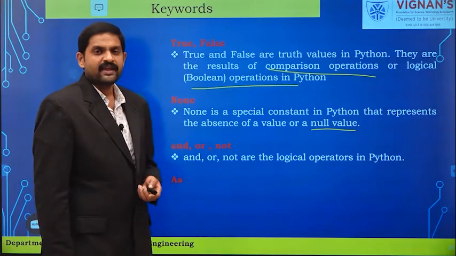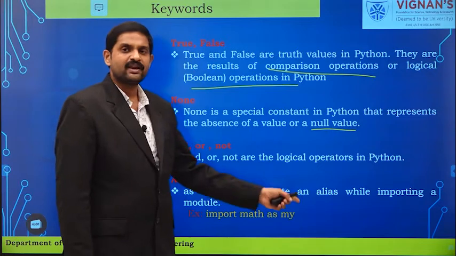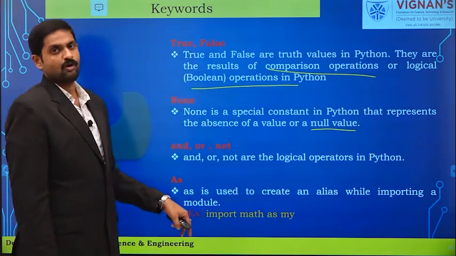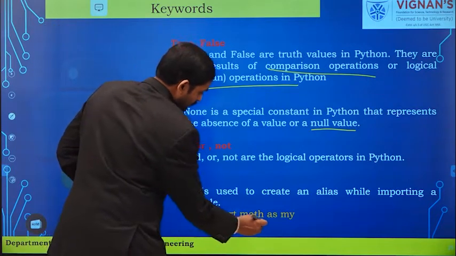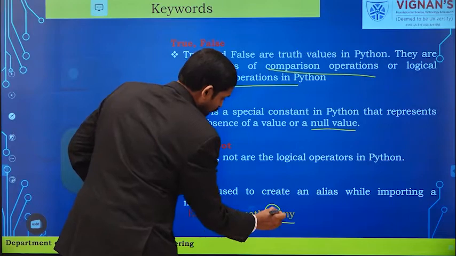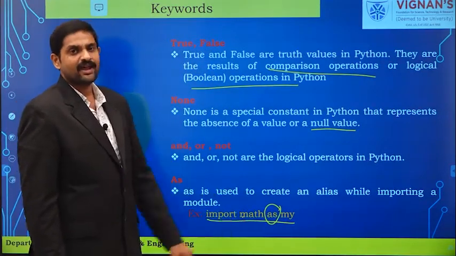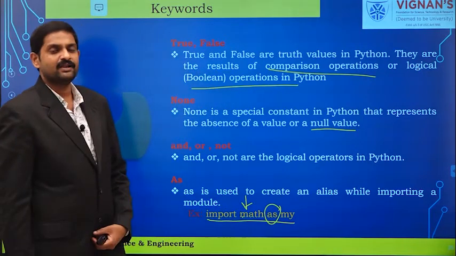Now, the next keyword is as. As is used to create an alias while importing a module. Okay. So, you can see the statement import math as my. Math is the standard library available in Python.